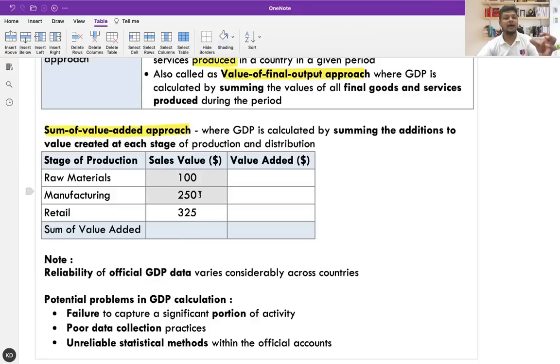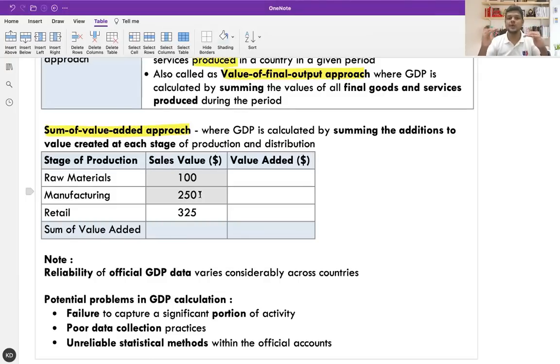So let's say I bought plastic which was $100. When that raw plastic goes to the factory and is manufactured there, it turns into a bottle which becomes 250. Now when that bottle is sold in the market, in the retail shops, it becomes 325. So what is the final price of the bottle?